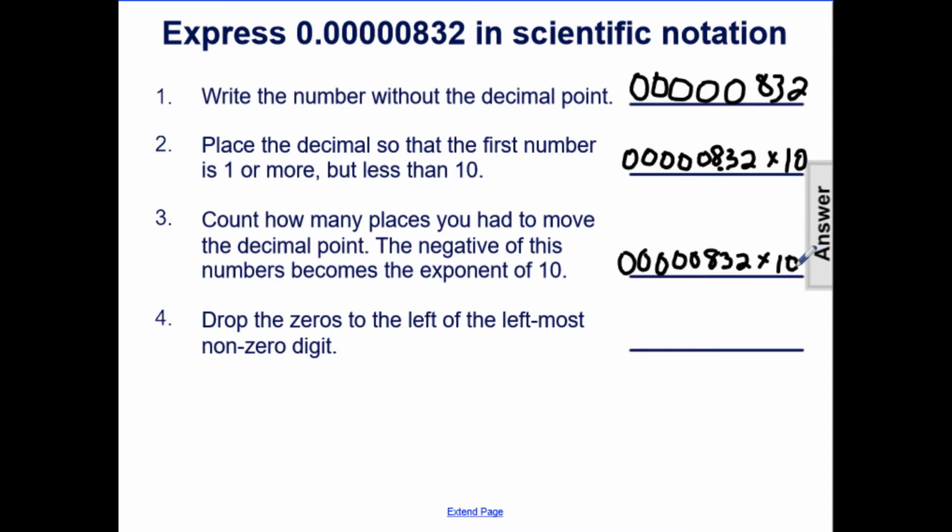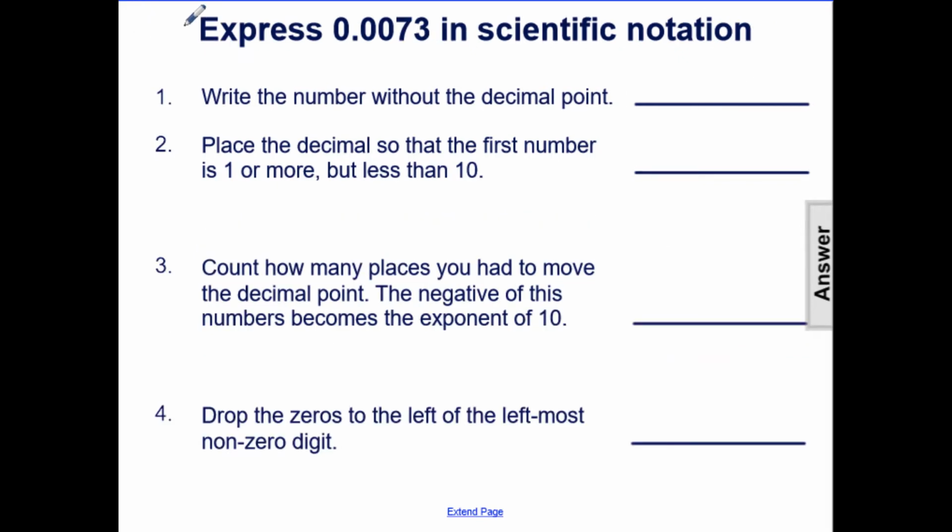So if the decimal was all the way to the left and now we want it between the 8 and the 3, we had to move it 1, 2, 3, 4, 5, 6. And the negative of this will become the exponent. So if we drop the unnecessary zeros to the left, you will have 8.32 times 10 to the negative 6 as our scientific notation.